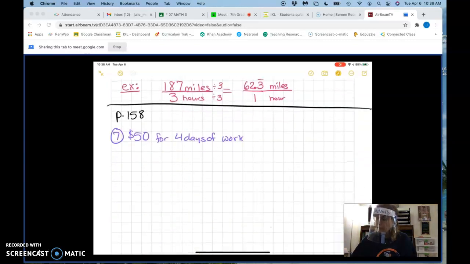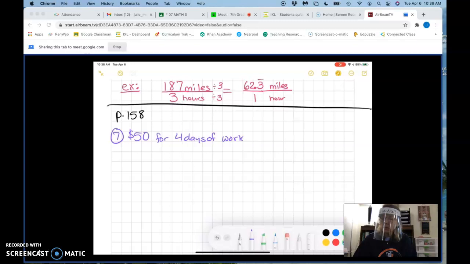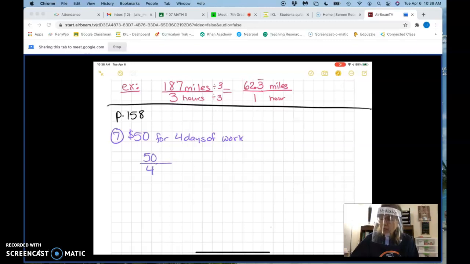So, what would my fraction be for $50 for 4 days? 50 on the top and 4 on the bottom. Good. And I'm going to write my units like this. Remember, when you're doing rates, we have to write our units with it. So write the $ and write the word days. Cameron, copy this down, please. And now I have to make a unit rate.